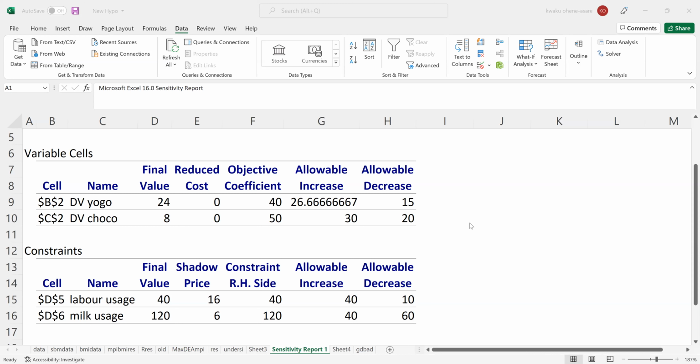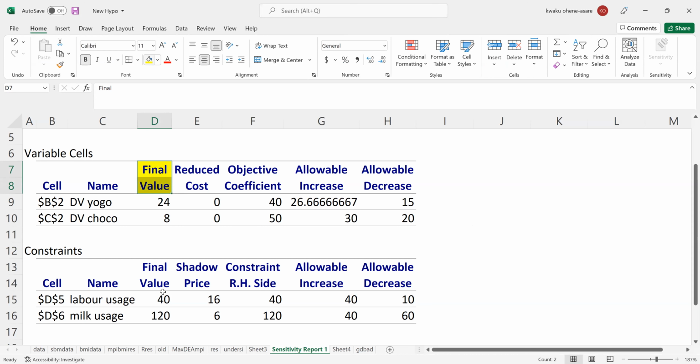Okay, let me tell you why you are wrong. When you say that the final value will help you know the optimal solution, that is wrong, because there are two final values. One is the final value of the variable cell. Two is the final value of the constraint.